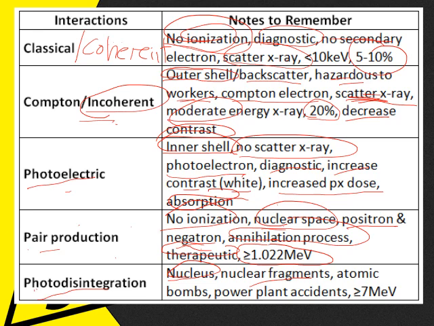For the photodisintegration, sabi ko, it destroys the nucleus and produces nuclear fragments. And the examples of nuclear fragments that I have mentioned earlier are alpha, beta, gamma, and other nuclear fragments which are very hazardous sa katawan ng tao. Nangyayari siya when there are atomic bombings and power plant accidents. And in order for the photodisintegration to occur, the energy of the incident photon must be greater than or equal to 7 MeV. Okay?